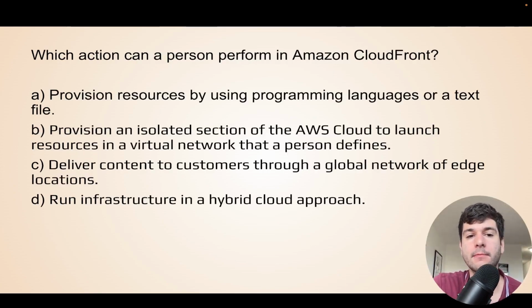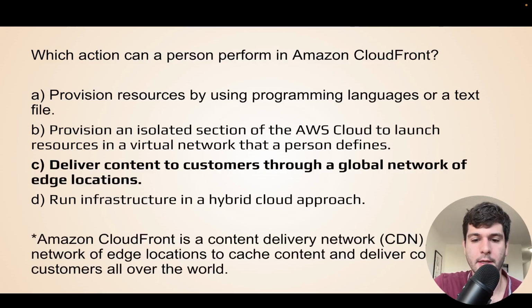All right, which action can a person perform in Amazon CloudFront? Let's see. A, provision resources by using programming language or text files, so no. B, provision an isolated section of the AWS cloud to launch resources in a virtual network, no. C, deliver content to customers through a global network of edge locations. So the correct answer here is C. CloudFront's related to delivering content and edge locations.